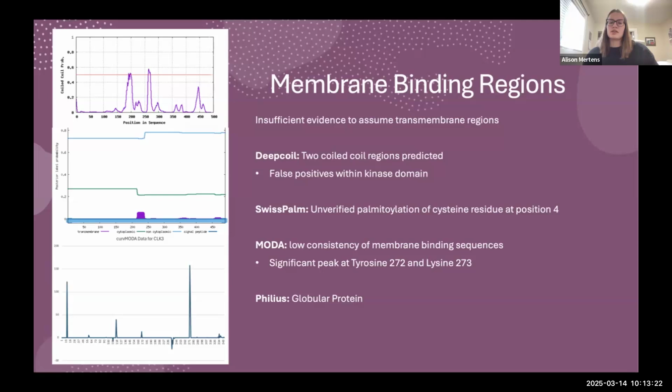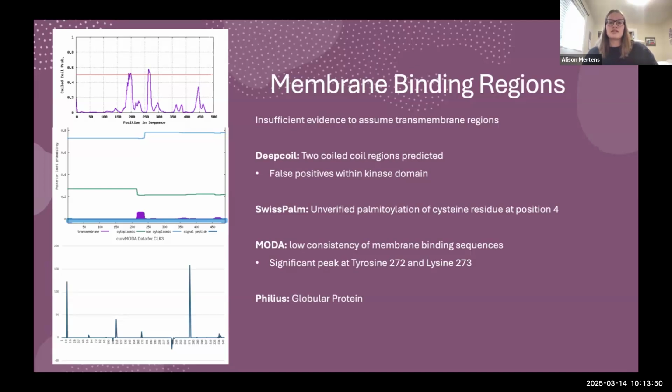The results from DeepCoil indicate 2 possible coiled-coil regions, but these are likely false positives as these are within the kinase domain. The plot obtained from Phobius also shows that there is very low probability of there being any transmembrane regions. Additionally, the Modo results show that there are 2 very significant peaks in the plot, with the first peak being an arginine residue at position 12. However, this is likely a false positive as this is within the disordered domain.